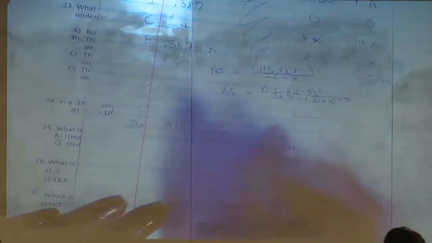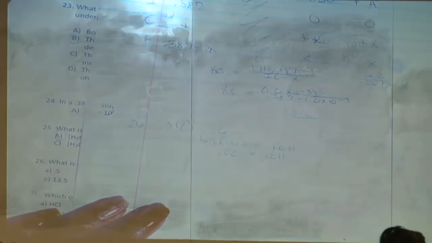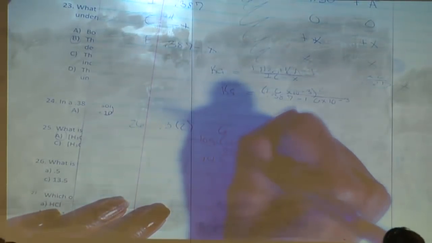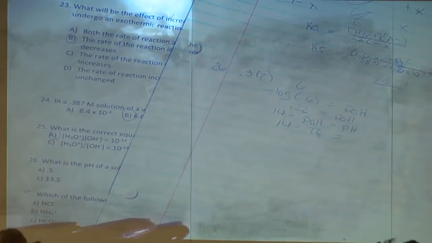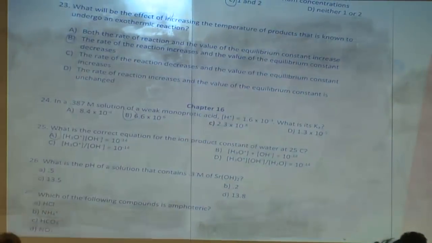So when we do the negative log of 0.6, we get 0.22. Now to find the pH, we're just going to do 14 minus the pOH. So we can do 14 minus 0.22. You should get 13.78. The answer is D.